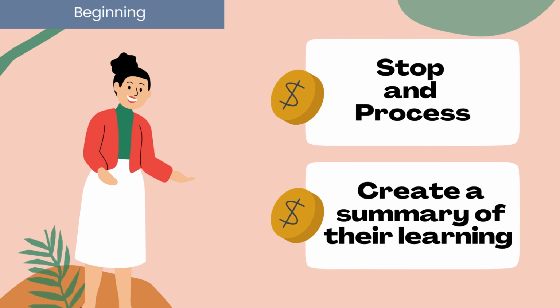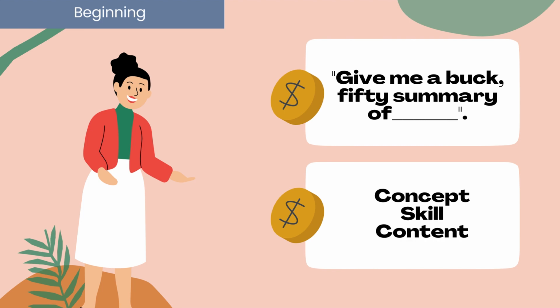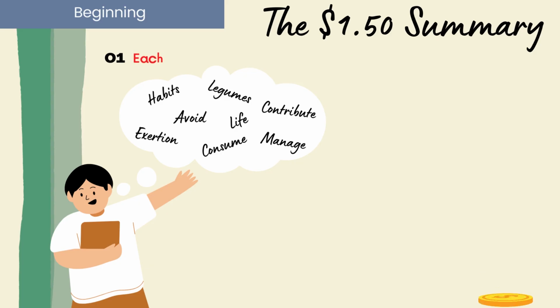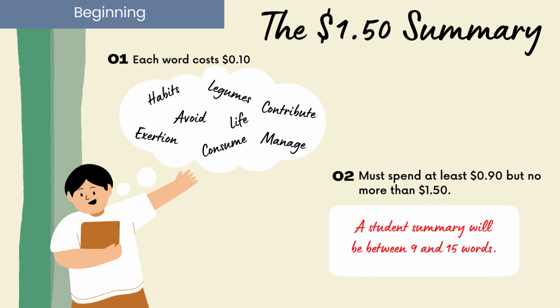The teacher will ask the students to give me a $1.50 summary of a concept or a skill that they are currently working on. With each word costing 10 cents, students are given a range of how much they are allowed to spend on the summary statement. For instance, you may ask students to spend at least 90 cents, but not more than $1.50, which means the students' summary statements will be between 9 and 15 words.